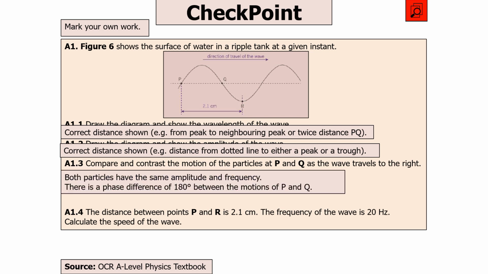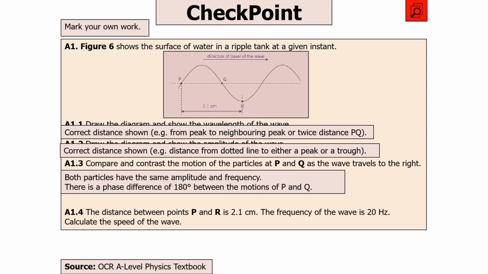Now, what's going to happen to P and Q? Both particles have the same amplitude and the same frequency, and there's a phase difference of about 180 degrees between the motions of P and Q. You'll see that because you follow the wave along. So P is going to be going upwards because it's going to follow that pattern along, whilst Q will be going downwards because you're following that pattern along as it's going to the right.